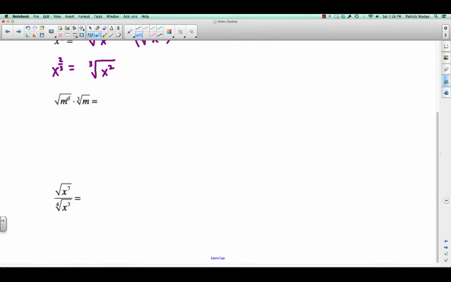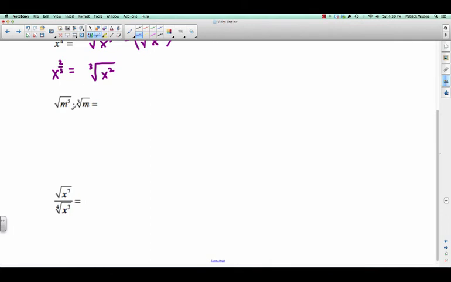So you're going to switch them both. So what's this square root of m to the 5th? What is that in exponential notation? Well, it would be m to the 5 over the little number out here, which is the root, 2, times m to the, well, I don't see an exponent here, so it must be a 1 over 3.